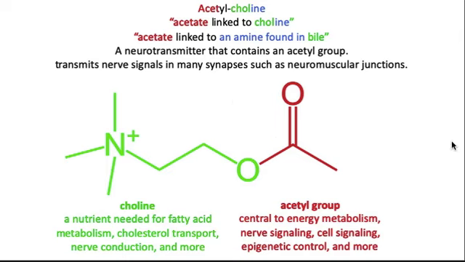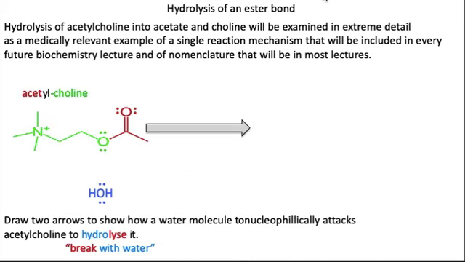Acetylcholine is a pretty important neurotransmitter. Also, it turns out that the choline part of acetylcholine is an important nutrient, and it's attached to a lot of fatty acids. So choline plays a lot of important roles, and you'll want to know it. But even more important is the acetyl group, which is central to energy metabolism. In fact, the addition of an acetyl group to a compound or hydrolysis of an acetyl group from a compound plays profoundly important roles. Will you draw two arrows to show the movement of electrons in the nucleophilic attack of a water molecule on acetylcholine?